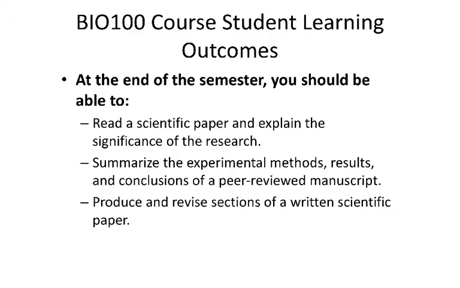In general for BIO100, here are the student learning outcomes we should be able to do by the end of the course, as listed on the syllabus. At the end of the semester, you as a student should be able to read a scientific paper and explain the significance of the research. You should be able to summarize experimental methods, results, and conclusions of a peer-reviewed manuscript, and you should be able to produce and revise sections of a paper. These are general learning outcomes for the course, and we're going to give you skills this week in this module to help you build up to accomplish them.